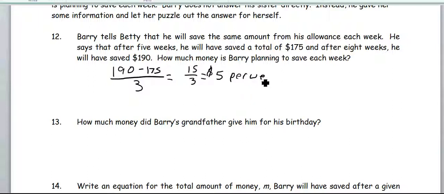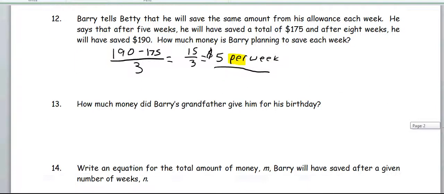Now, whenever you see that per, I'm telling you guys, please start looking at this. Whenever you see that per, let's start thinking. Is this going to be an independent variable? What is our slope? Well, we're getting there. But per week, $5. Think about it.